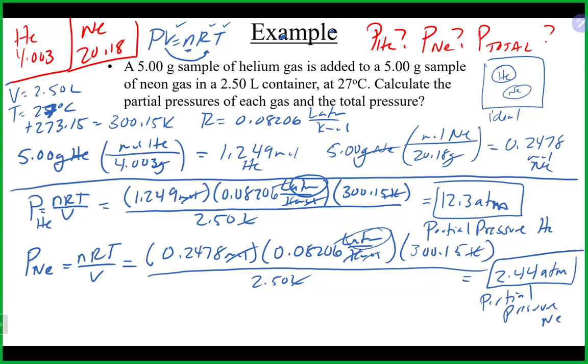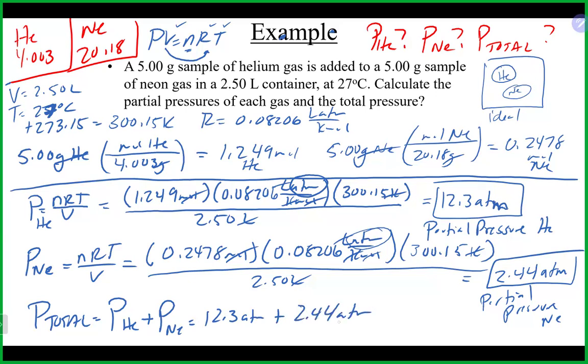So really, the most common way to calculate partial pressure is just to use the ideal gas law for each gas separately. Obviously, at this point, we want the total pressure, and our total pressure in this case would be the partial pressure of helium plus the partial pressure of neon. So really, all we have to do at this point is add them together. So we'll take each of those guys and add them there. 14.7 in this case, atmospheres.